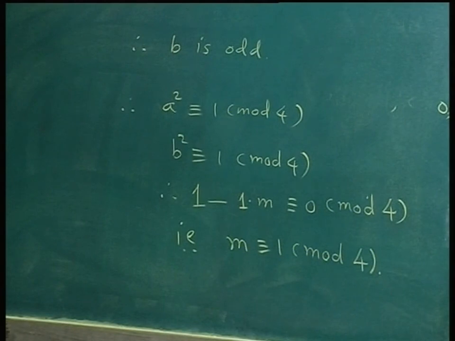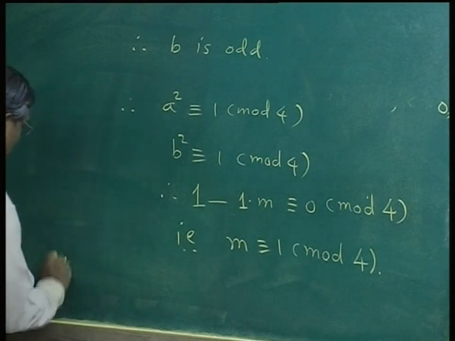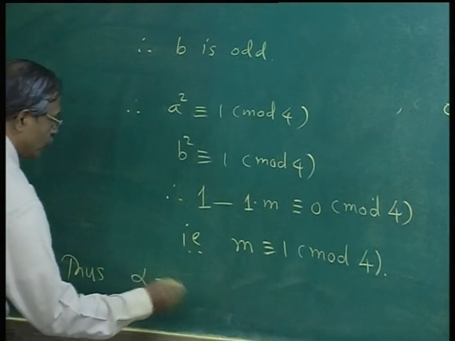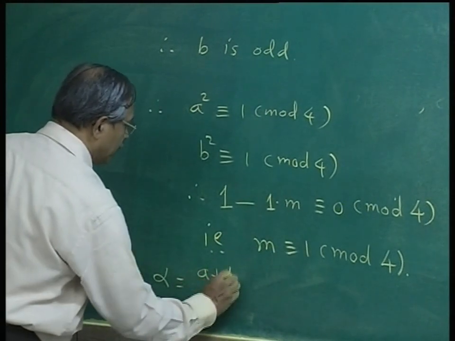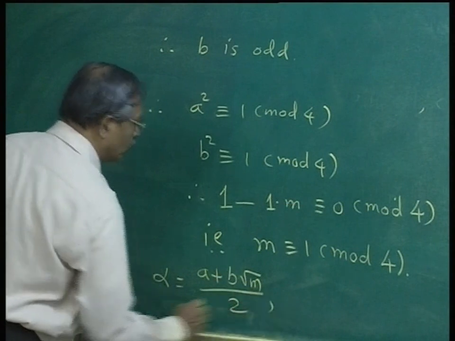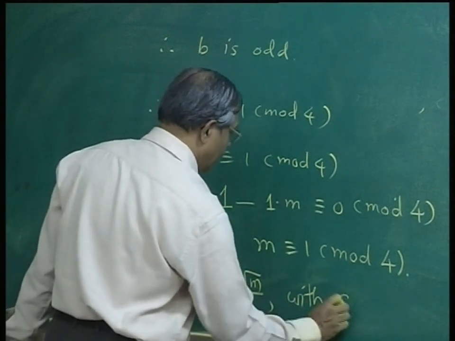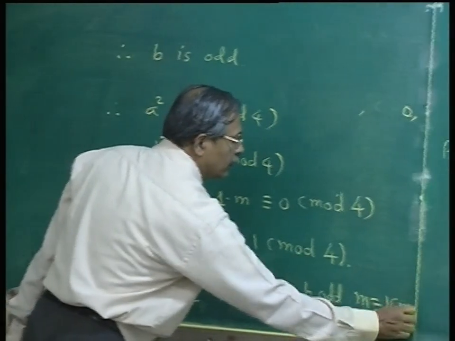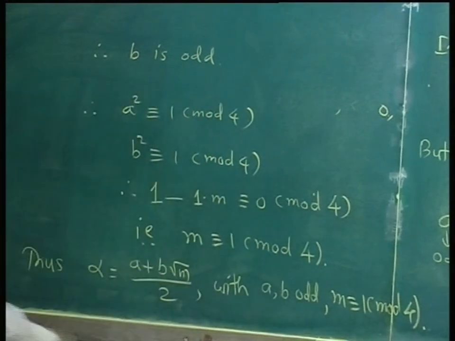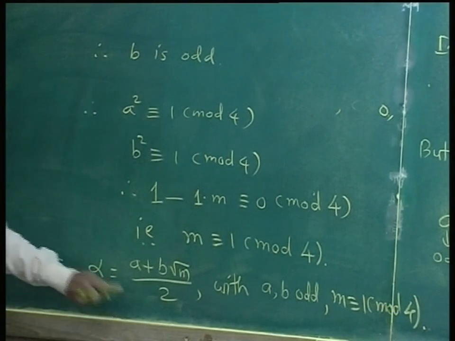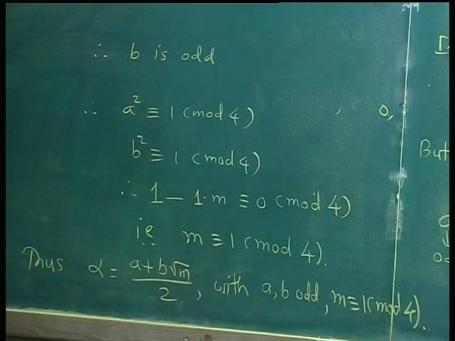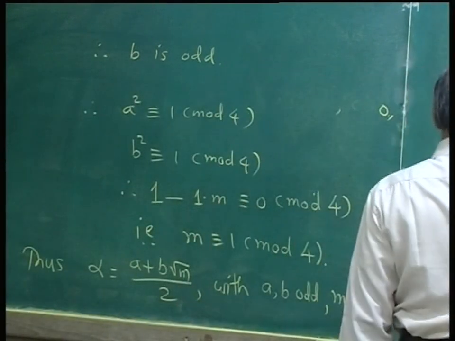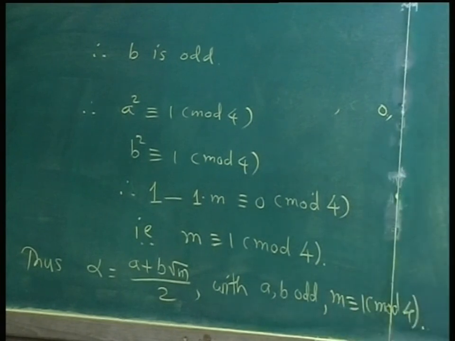So that is the second case: if alpha is an algebraic integer, then a, b are odd and m is congruent to 1 mod 4. So that gives you all algebraic integers. These are certainly algebraic integers and any algebraic integer is of this form. So now let us list these algebraic integers.